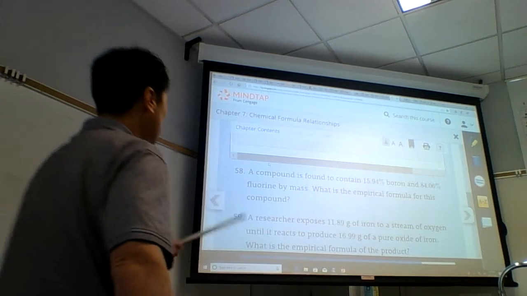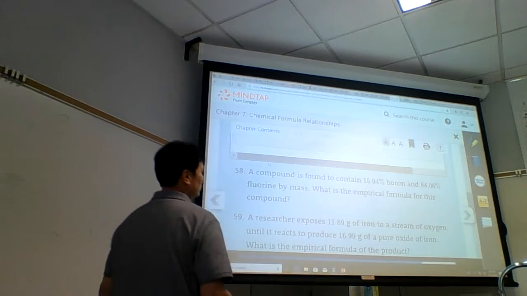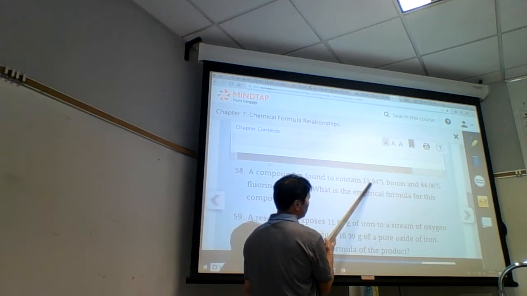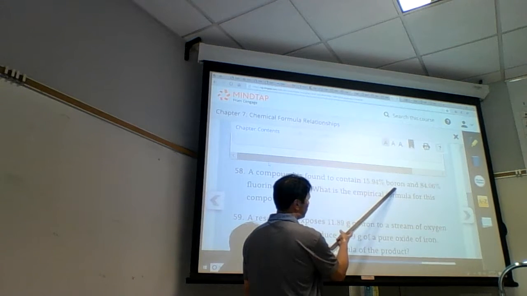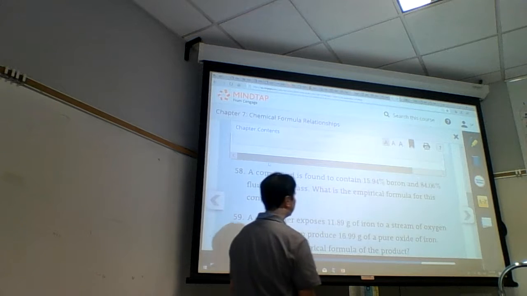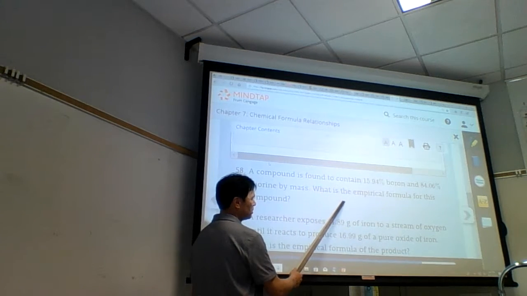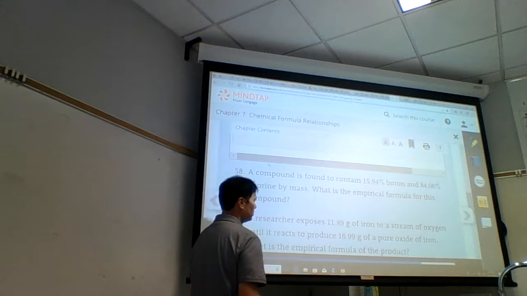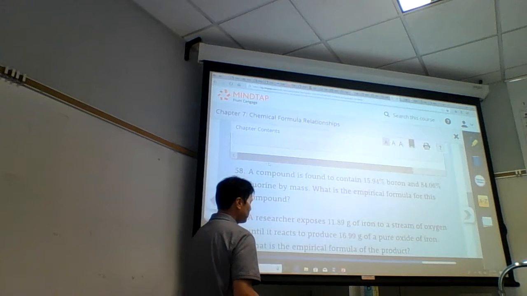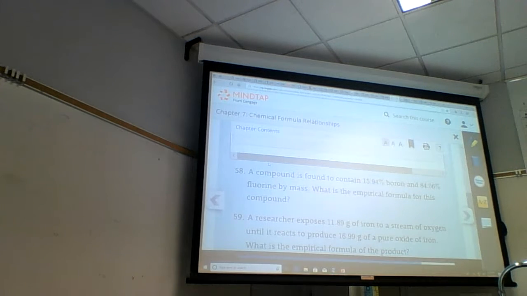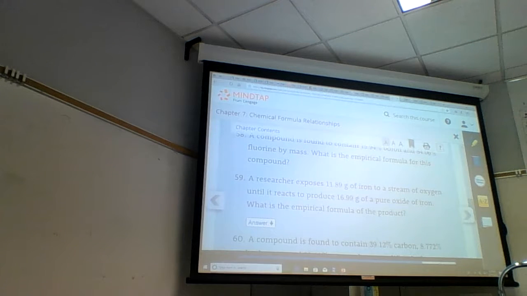So another example here. We do the same thing. Percentage, I'd say assume 100 grams, so this would be 15.9 grams of boron, 84.06 grams of fluorine, then convert it to moles, and then divide by the smallest to get the mole ratio. Sometimes we have to do an additional step. Somebody asked me this morning, does it have to be 100 grams? No.